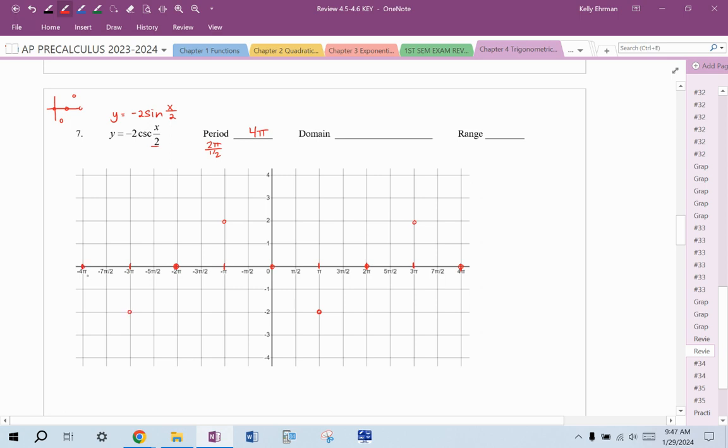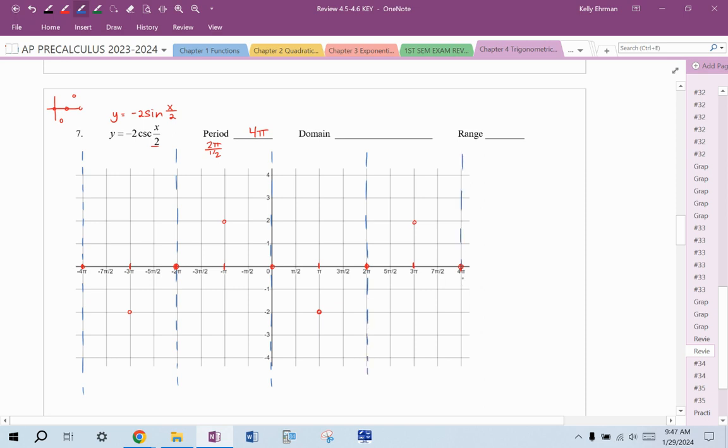So the sine graph is here. You don't have to dot it in. You can if you want to. Anywhere the sine graph hits 0, we put in a vertical asymptote, because anywhere sine is 0, cosecant is then undefined.